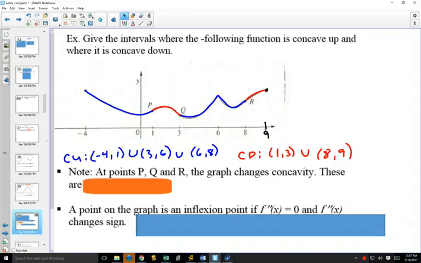P, Q, and R, those are called points of inflection, where things change concavity. There's a special name for the point at 6. Can't remember it right now, so I'm going to just call it a pointy point or something. Can you see at that pointy point that there's so many different tangents that could balance on that point? So the derivative doesn't exist at that point. It would be undefined at that point.